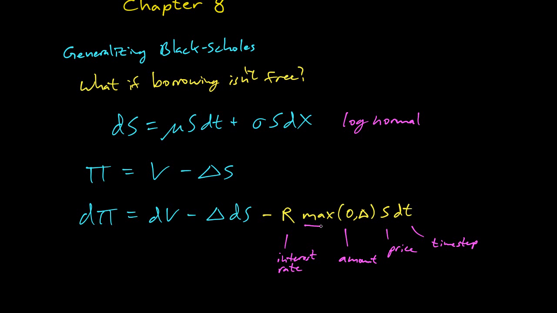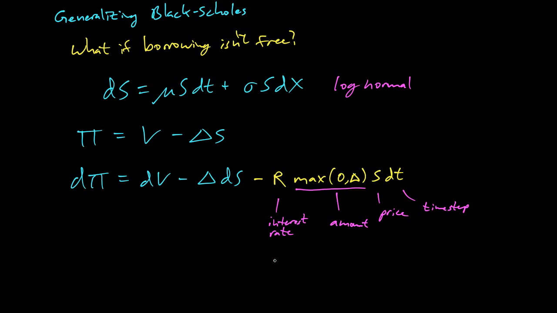So why is it the max here? If you think about it, delta is the number of shares that we've gone short. So if delta is greater than 0, then we are in fact short. If delta is less than 0, we're actually not short. We're long the stock. And so the max here, if delta is positive, it'll just be delta. And if delta is negative, this max will be 0, in which case this is indicating we're not paying any interest if we're long the stock. We're only paying interest if we're actually short the stock in the time step.